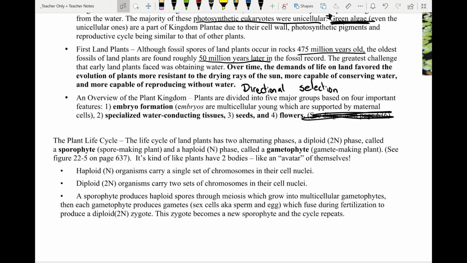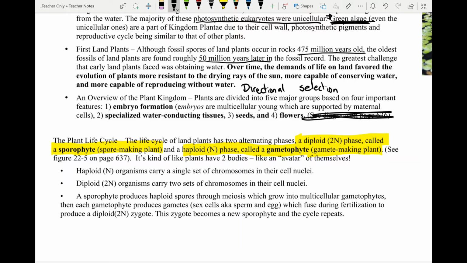So, plant life cycle. The life cycle of land plants has 2 alternating phases. We refer to one as, I'll use highlighter, a diploid 2N phase called a sporophyte, so a spore-making plant. There is also something called a haploid phase, with the letter N, called a gametophyte, so a gamete-making plant. I'll talk about what these all mean, but we can think of plants as having two bodies, or an avatar of themselves.